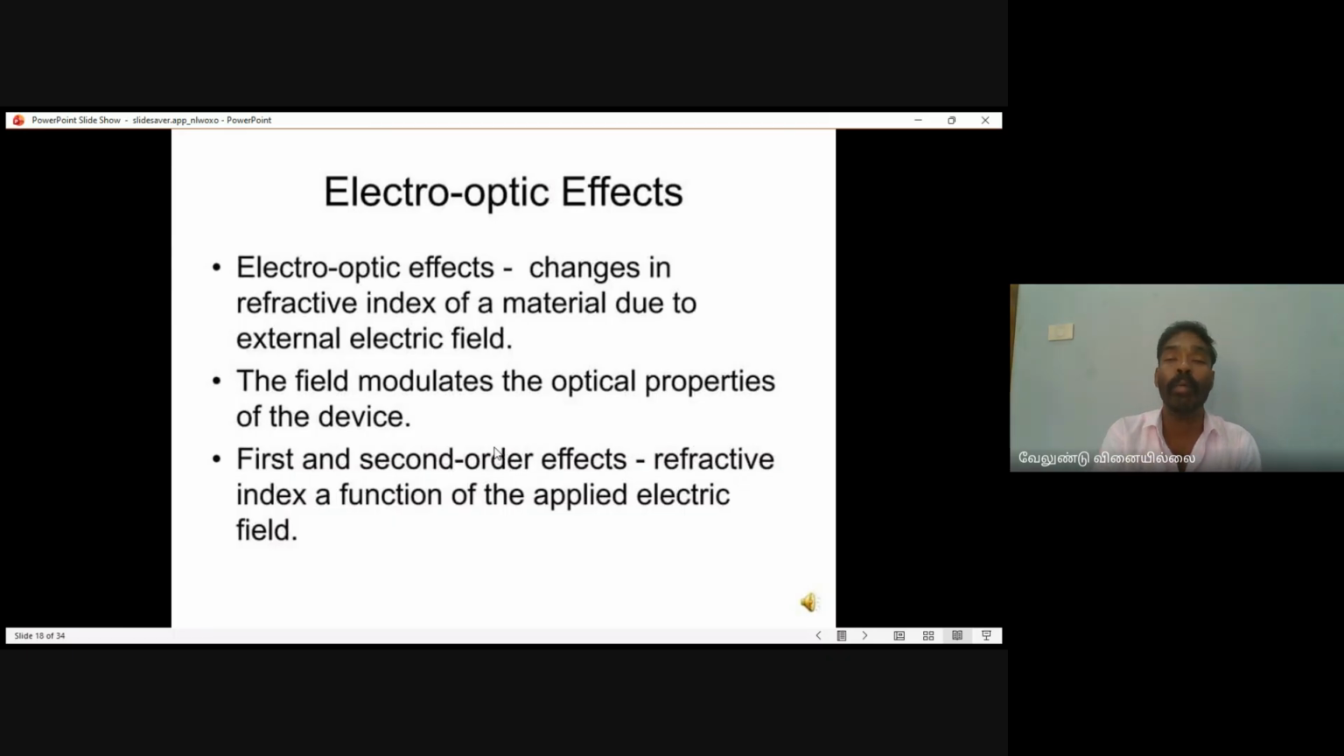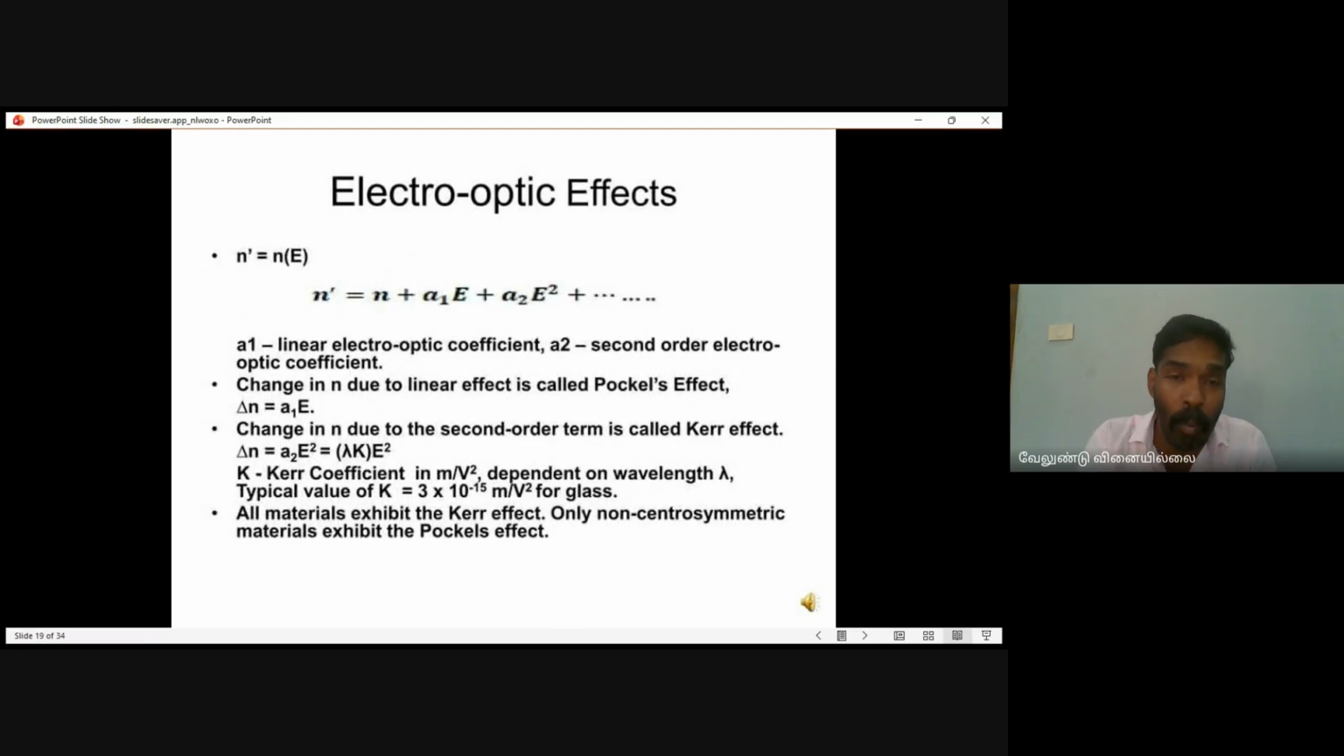So the electro-optic effect means the refractive index of a material changes due to the external electric field. My refractive index will keep on changing with the electric field. It's called the electro-optic effect. This field modulates the optical properties of the device. So first and second order effects are the refractive index as a function of the applied electric field. These are the electro-optic effects.